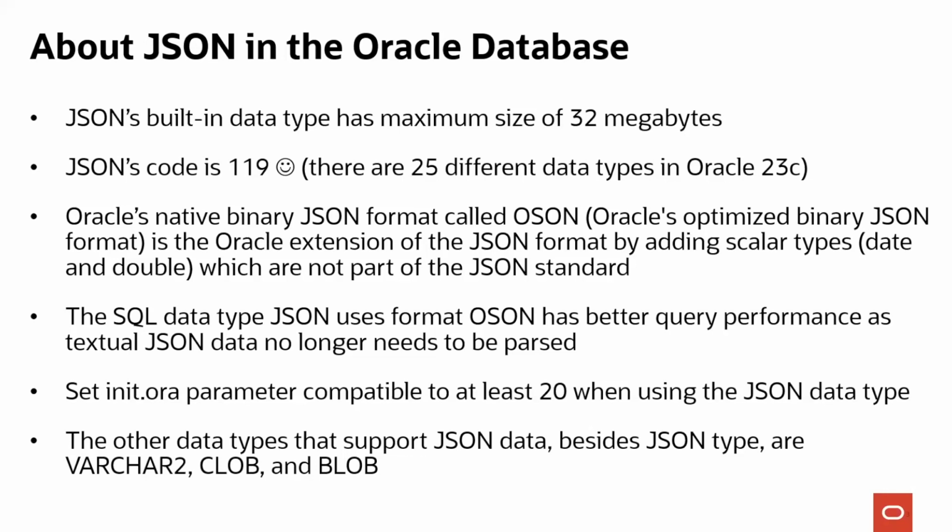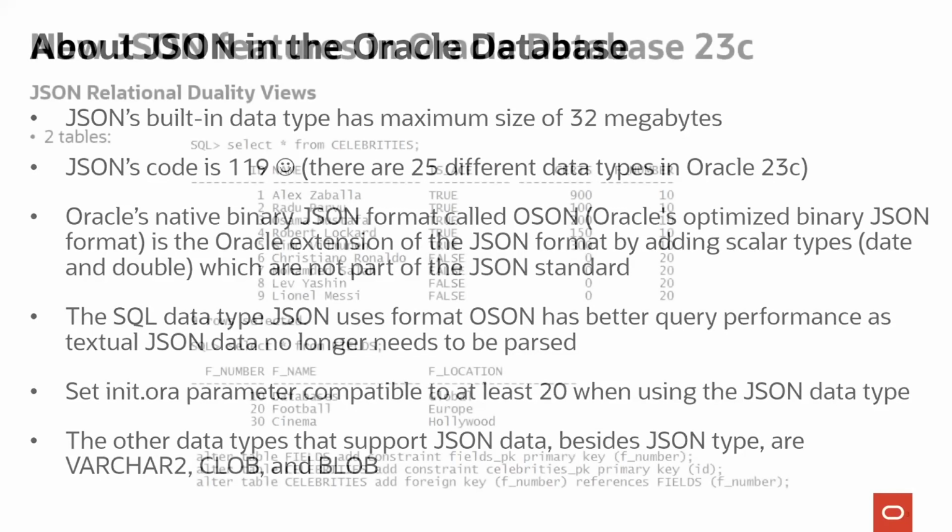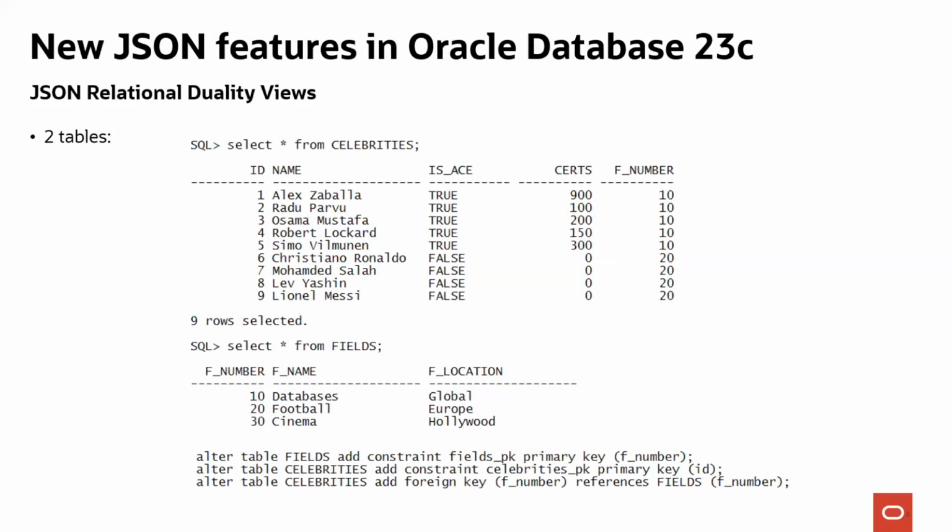And JSON is not the only data type that is supported by the database. You can store the data in a string called VARCHAR2, you can store it in a CLOB, or you can store it in a BLOB. LOB means large object, BLOB is binary large object, and CLOB is character large object. So there are technically 4 different ways to store the data. But the JSON data type is new in 23c, and this is probably the one that will be used in the future.